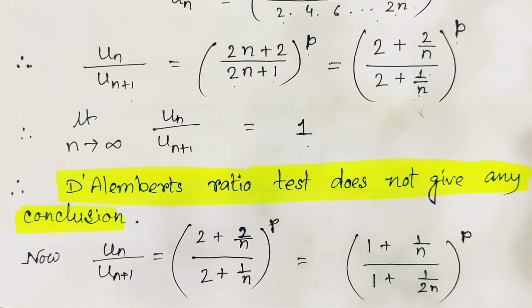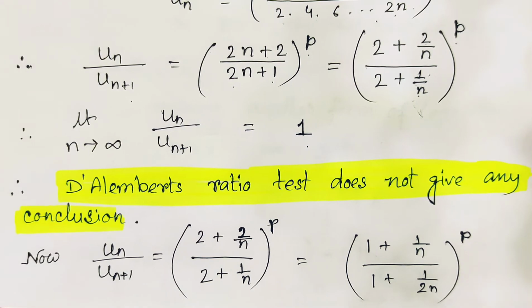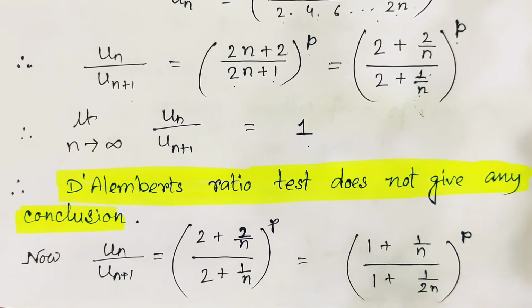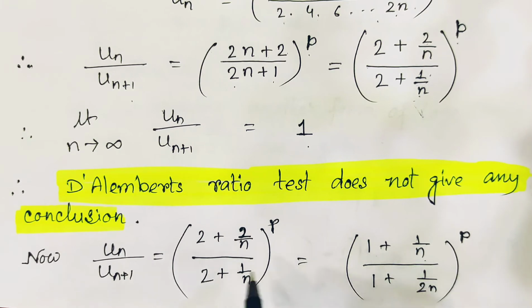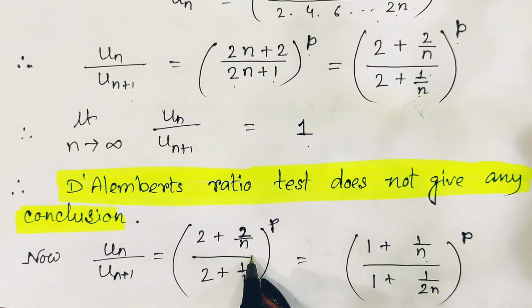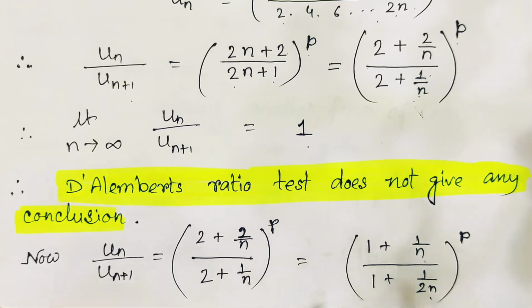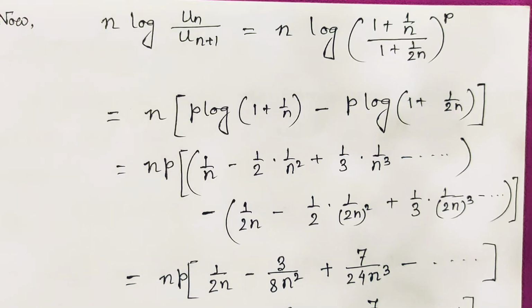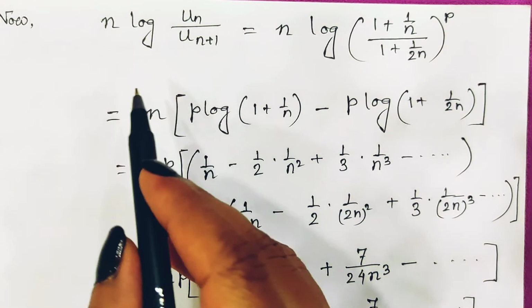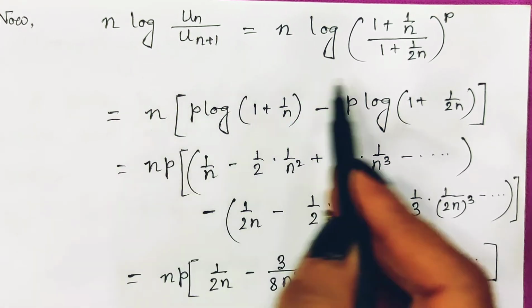We don't know whether the alternative logarithmic test is applicable or not, so at first we simply apply the simple logarithmic test. For that, un divided by un plus 1, we write in the form of (1 plus 1 by n) divided by (1 plus 1 by 2n) whole to the power of p. After that we take log on both sides and multiply by n, so that we will find this.